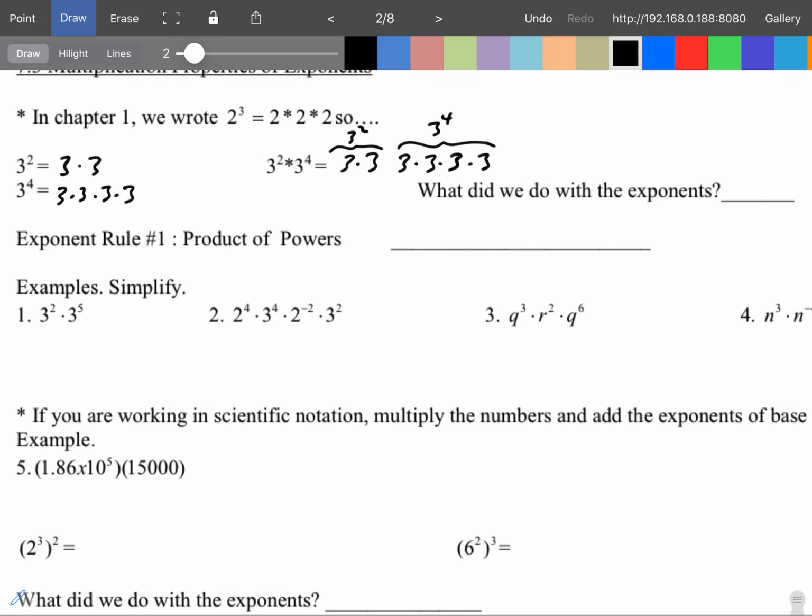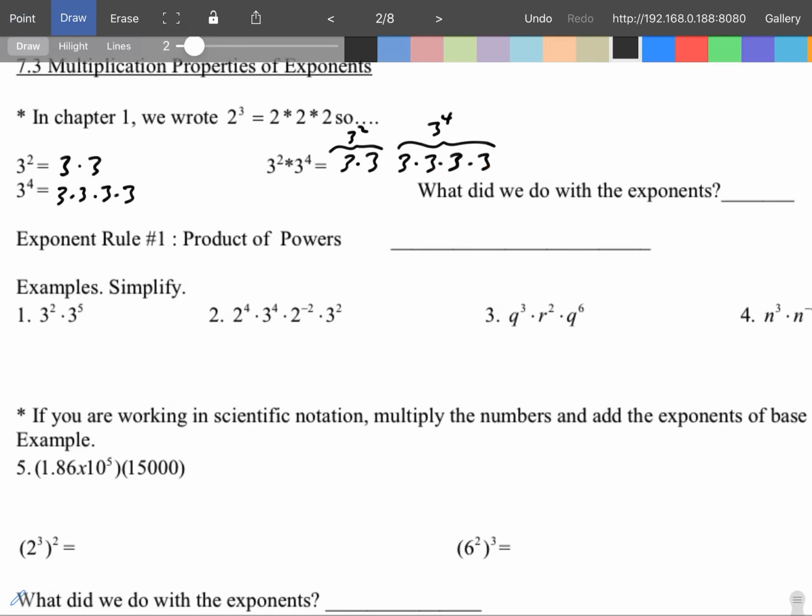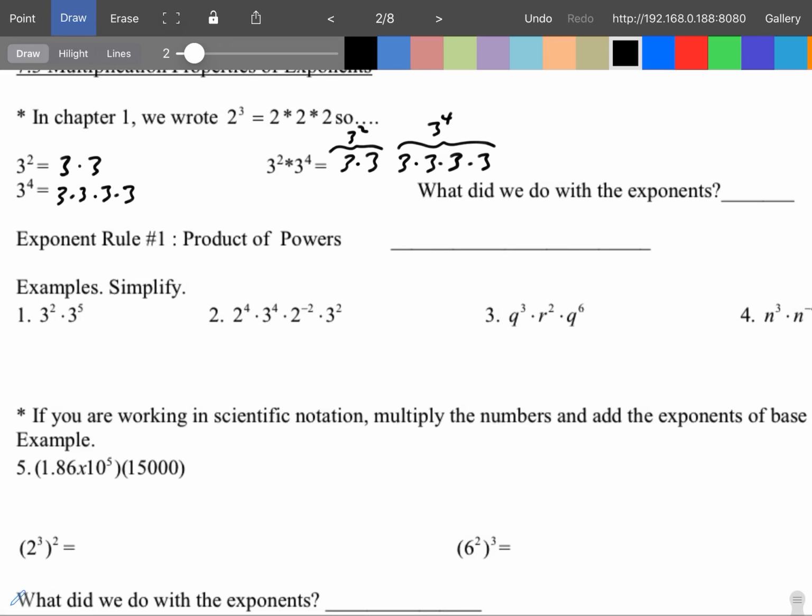So then what do we end up with? 3 to what power? You guys got to unmute. Well, we're going to end up with 3 times 3 times 3 times 3 times 3 times 3, right? So what's that? 3 to what power? 3 to the 6th power. Thank you, Jackie. Yeah, that's 3 to the 6th power. So we're going to end up with 3 to the 6th.